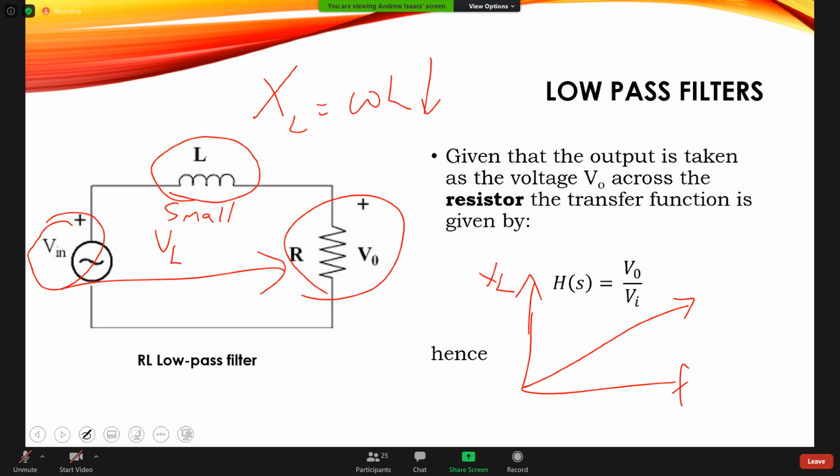But as the frequency increases, XL will be getting larger, which means therefore that a larger portion of V would be seen across L. So the output starts to get small, okay? Which is why we end up with a low pass filter. Any questions on that, or is that crystal clear?